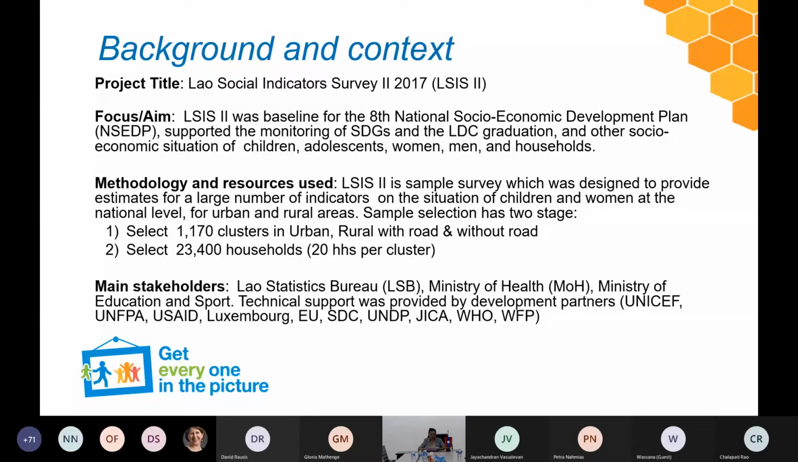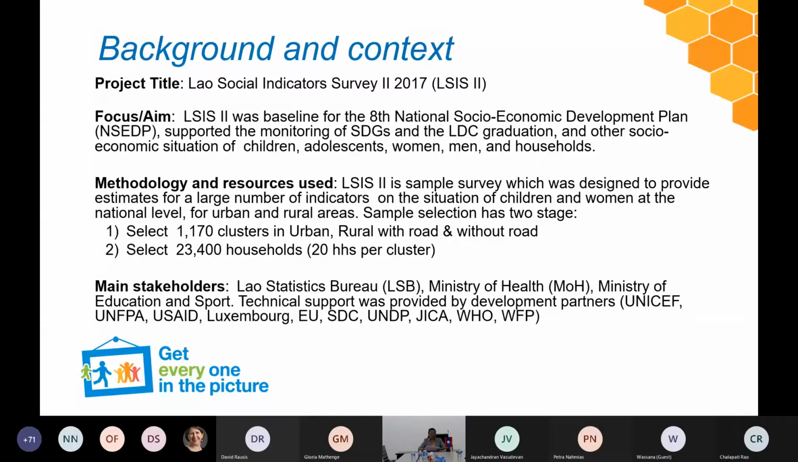For urban and rural areas, sample selection has 2 stages. The first stage selects about 1,170 clusters in urban, rural, without road and with road areas. In the second stage, we select the household sample. We got about 23,400 households, with about 20 households per cluster.